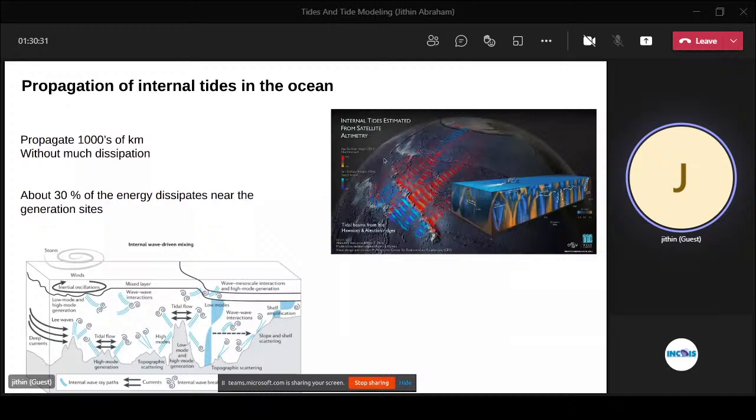Studies show that internal tides in the ocean can propagate thousands of kilometers without much dissipation. Here we can see the propagation of internal tides from the Hawaiian-Aleutian ridges in the Pacific Ocean. These patches represent the surface amplitude of the internal tides, and they propagate thousands of kilometers.